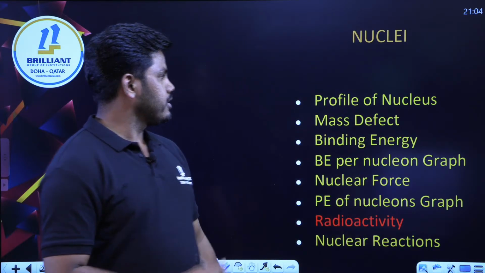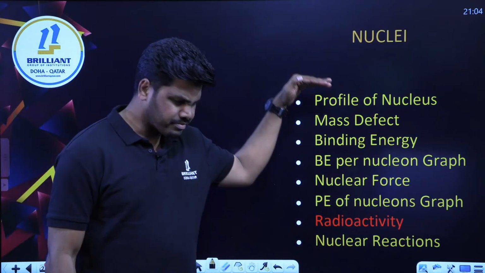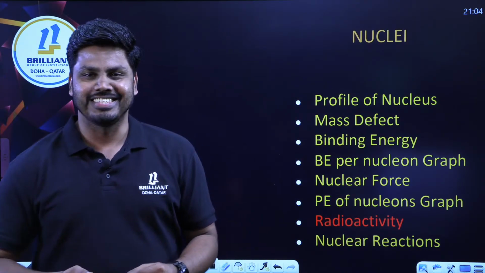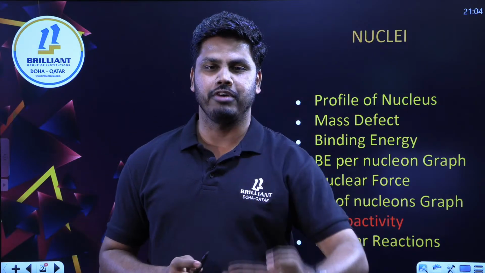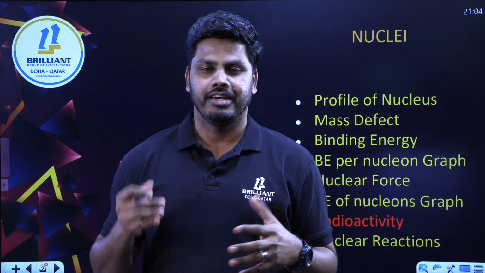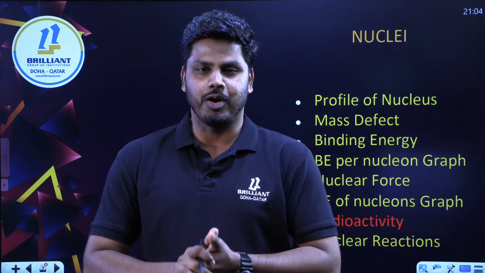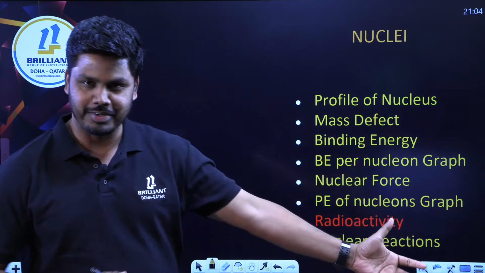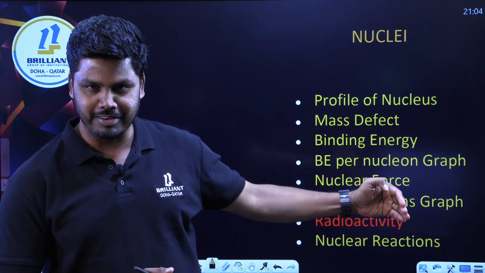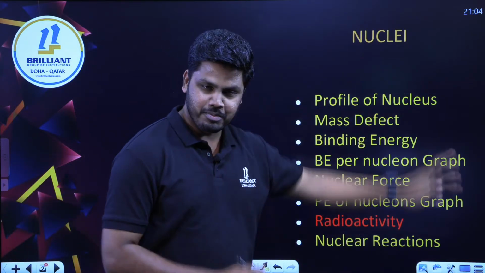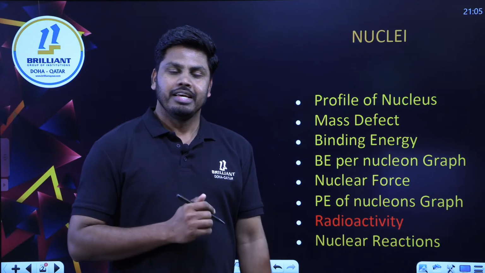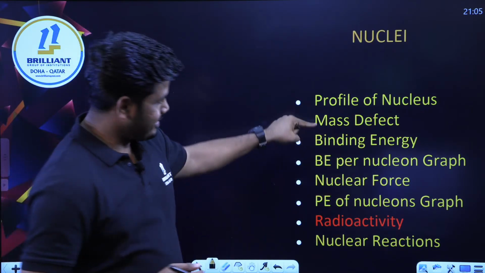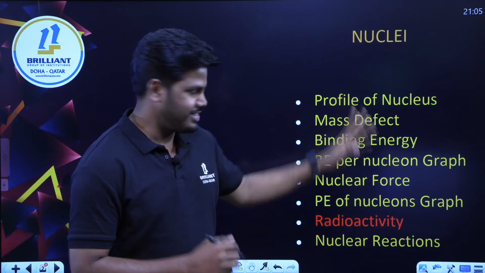You can see the topics of the chapter, starting with the profile of the nucleus. In the sense, we are going to make a nuclear profile: how big the nucleus is, what is the mass of the nucleus, how heavy the nucleus is, what is the density of the nucleus. We discussed all these things right in the beginning of the chapter. That is what comes under the profile of the nucleus. Then followed by mass defect and binding energy, the hot topic of today's discussion.